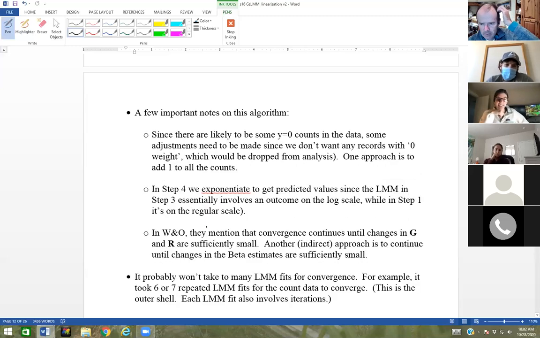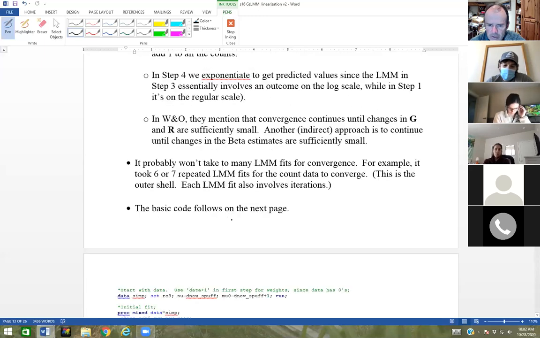There's some technical notes here. If you have zeros, the problem with zeros is that then you're going to have zero weights. And so one adjustment you can make is to add 1 to everything. As long as you're consistently doing it to all the values, then you're not going to lose values because of having zero weights. So this is kind of a technical note. You can see that when you get your estimates at the end, they should still work fine. And a few other technical notes that'll let you read in more detail.